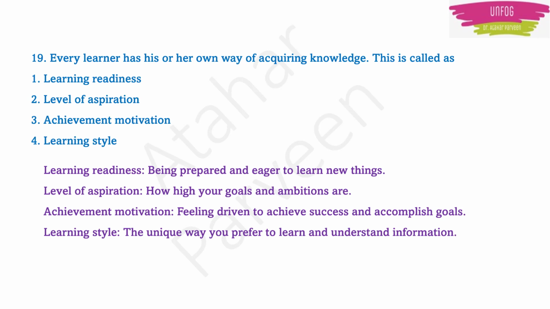Level of aspiration means how high our goals and ambitions are. Achievement motivation means we have a strong feeling to achieve success and to gain our goals. Learning style means it is the unique way in which one person prefers to learn and understand some information. So every learner has his or her own way of acquiring knowledge, and this is called learning style.